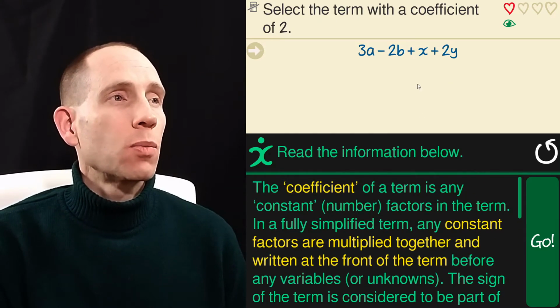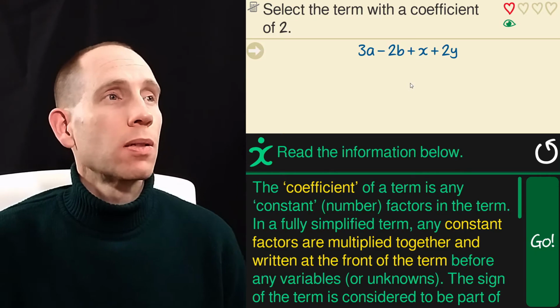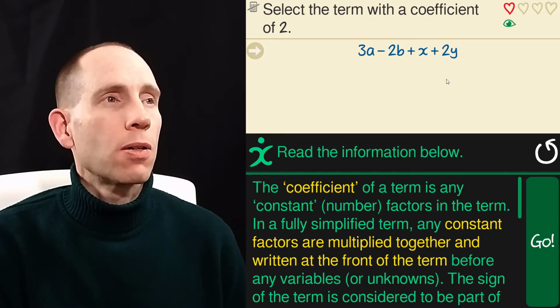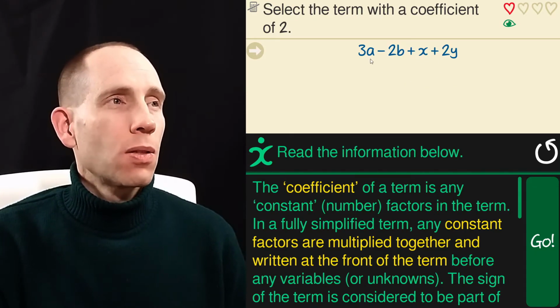Okay, so this question we want to select a coefficient of 2. So select the term with a coefficient of 2. So there's four terms here.